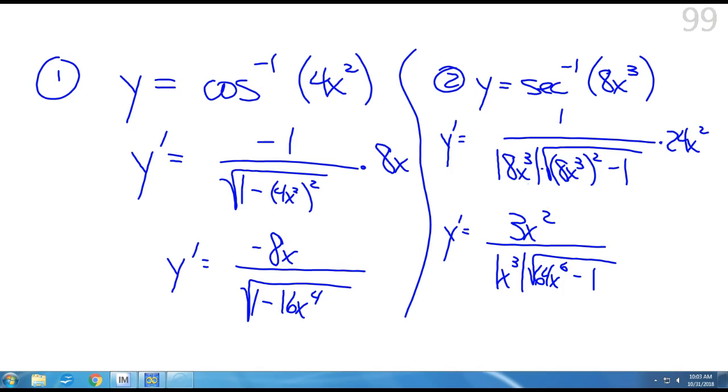Questions on 2? I got nothing else really. There's not any other fancy things I can do. I don't know. Cotangent inverse of x to the 5th.